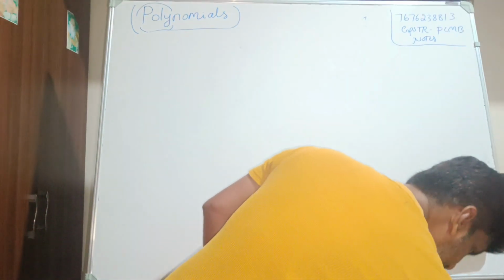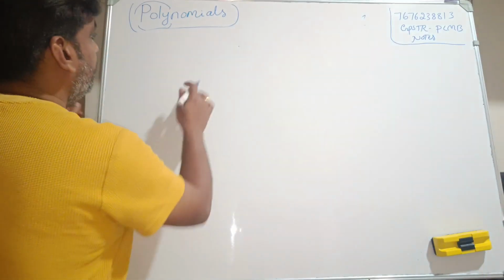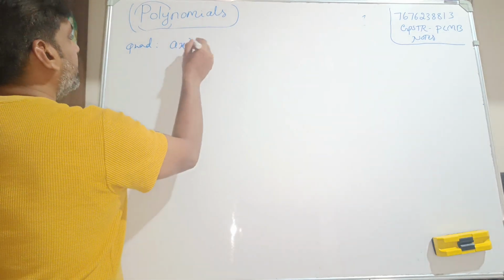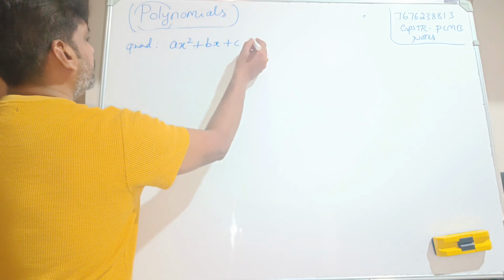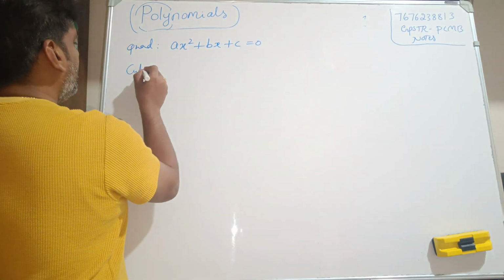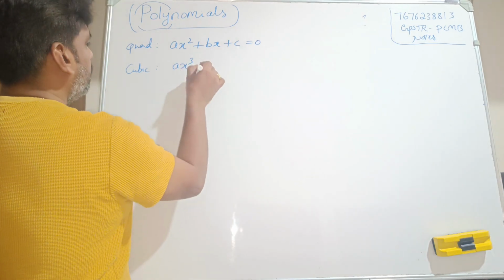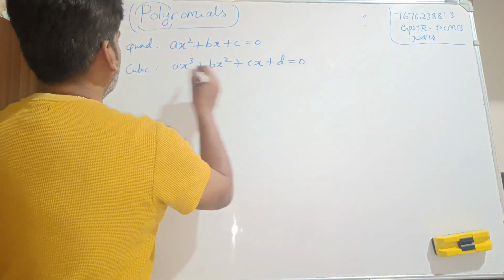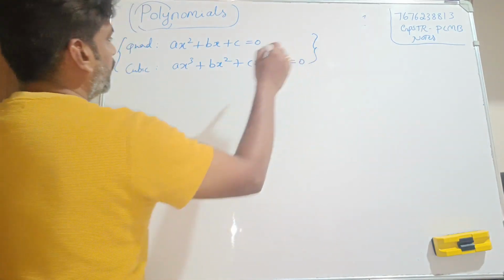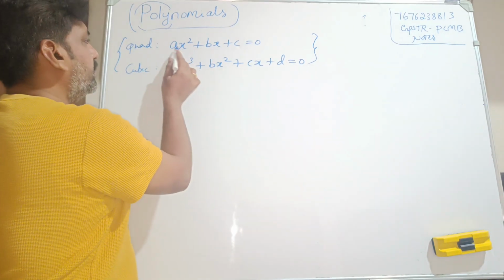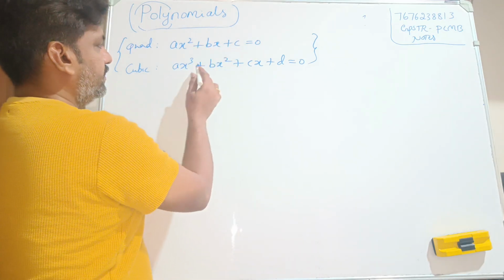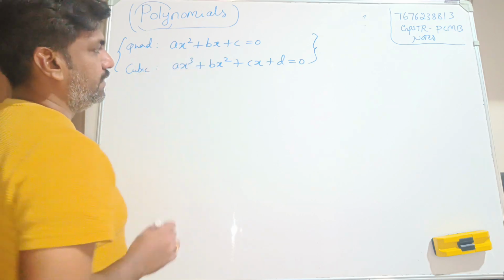Here, for the quadratic polynomial, the standard form we can write as ax square plus bx plus c is equals to 0. For cubic, we can write ax cube plus bx square plus cx plus d is equals to 0. Very important are these two, quadratic and cubic polynomials. You can observe here, the coefficient of x square is a, of x is b, and here is x power 0, which is nothing but the zero polynomial. Like this, for cubic, the highest power is 3, right?